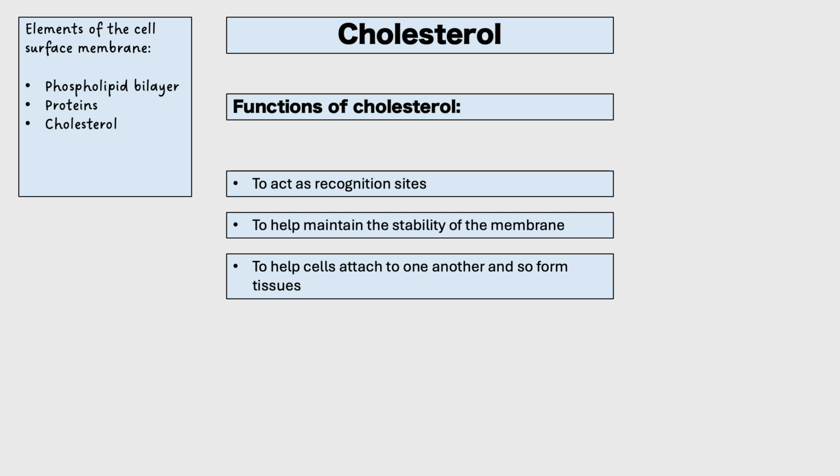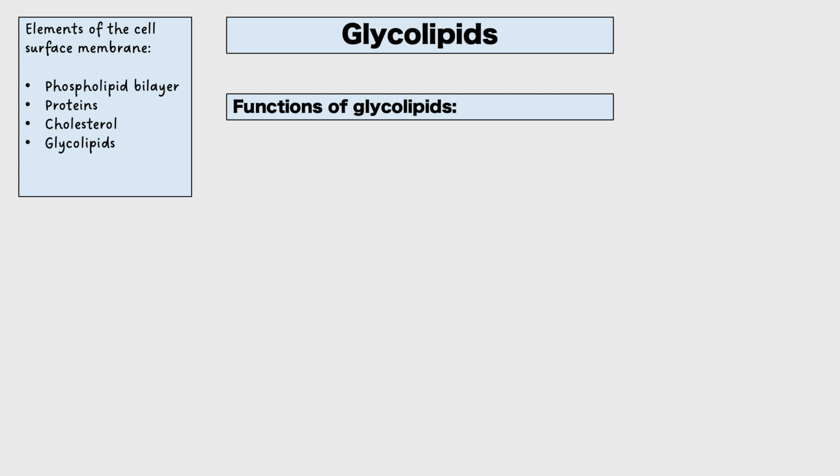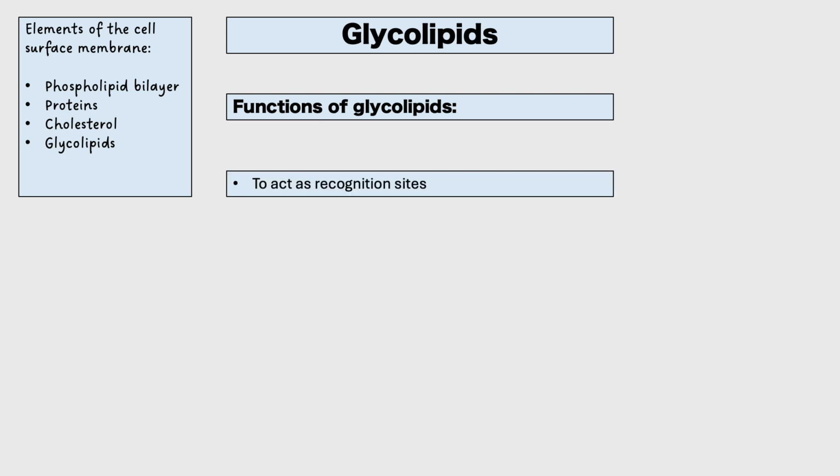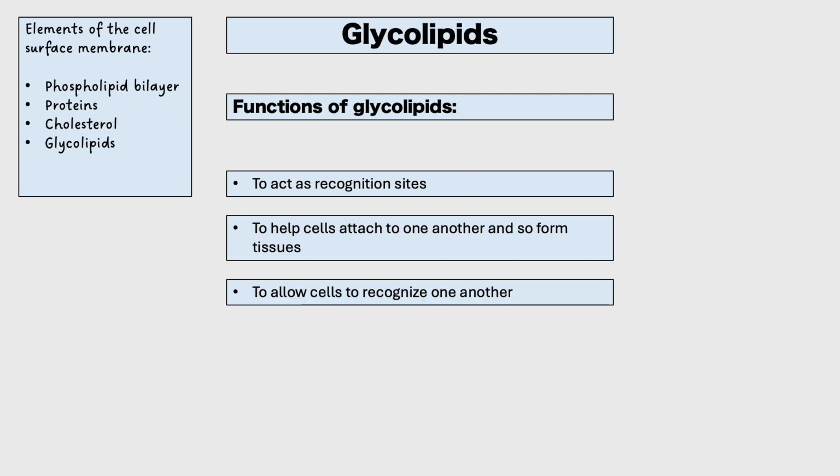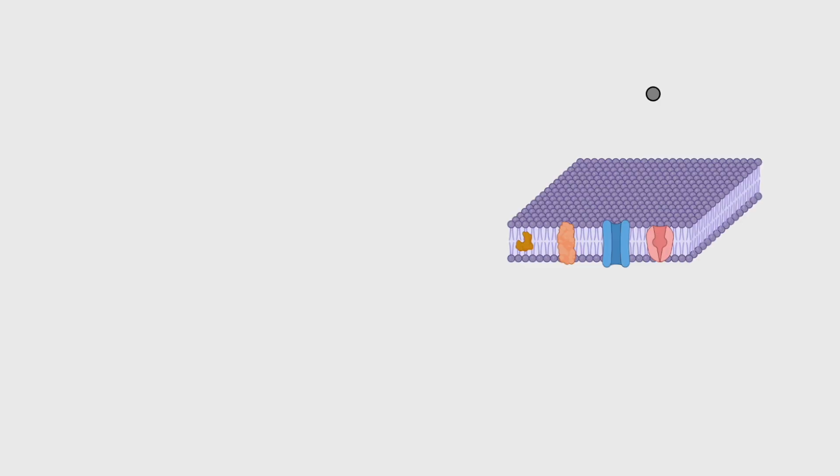Another component is glycolipids. They are carbohydrates covalently bonded with lipids. The functions of the glycolipids in the membrane are to act as recognition sites, to help cells attach to one another and so form tissues, and to allow cells to recognize one another, for example lymphocytes to recognize an organism's own cells. The cell surface membrane controls movement of substances in and out of the cell.